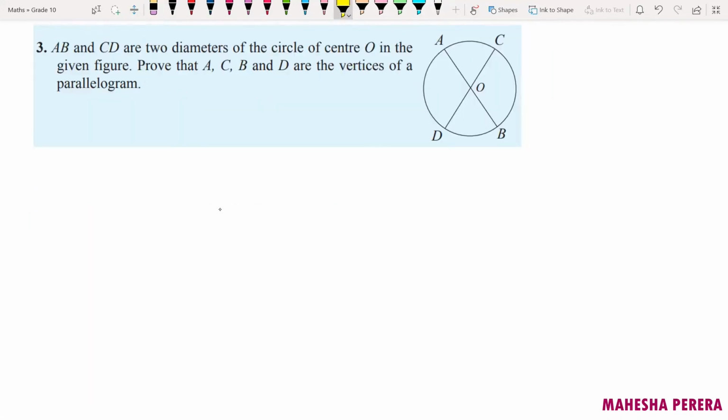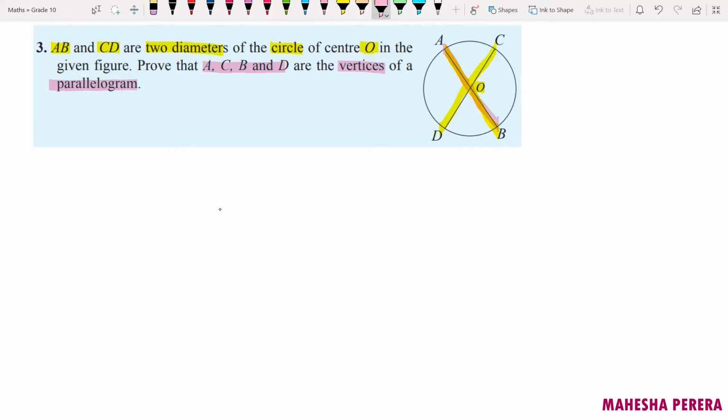Okay, let's go through the next question. AB and CD are two diameters of a circle with center O. Right, can you see here is the center. AB and CD are diameters of this circle. Then we should prove that A, C, B, and D are vertices of a parallelogram.